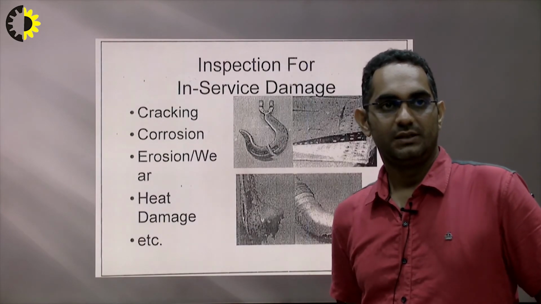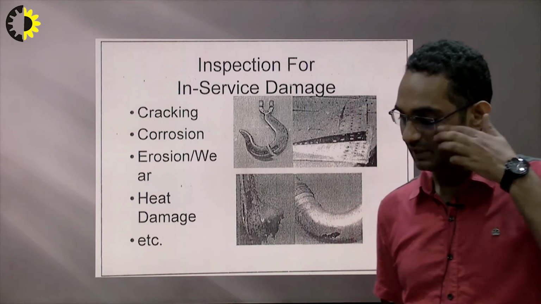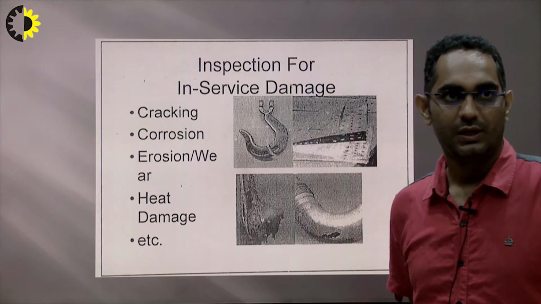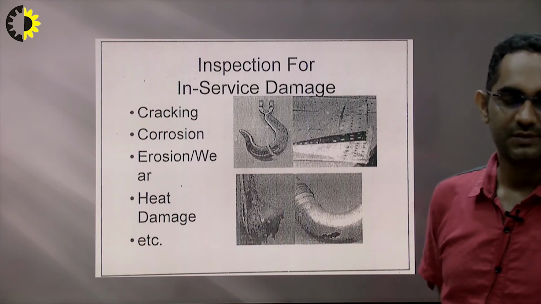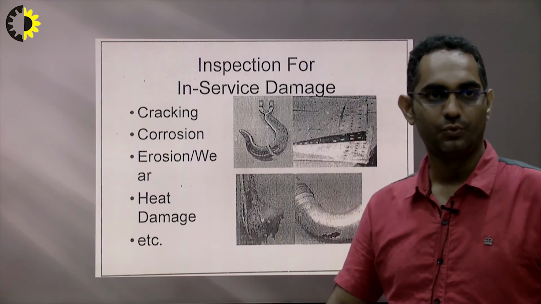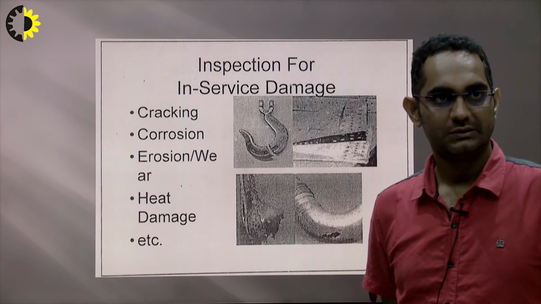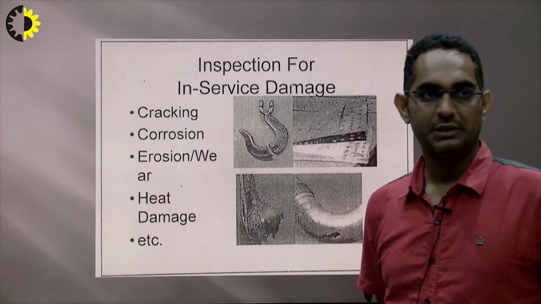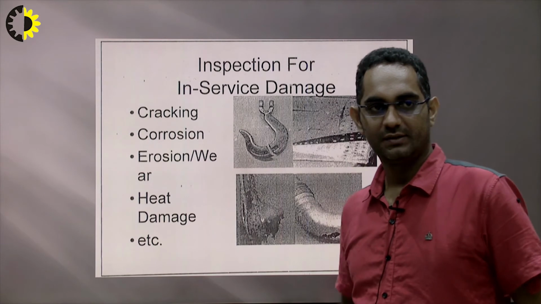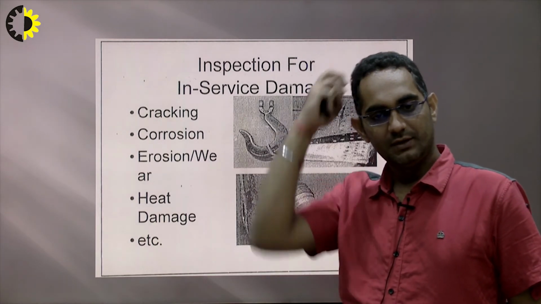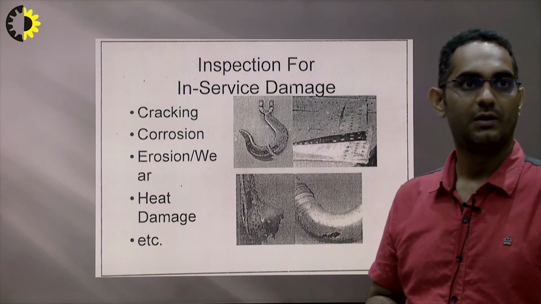Then next is the inspection for in-service damage, like cracking. In-service inspection of products for damage like cracking, of this hook, as we can see in the first image. Then corrosion and erosion wear, then heat damage etc. These are the inspections for in-service damage.